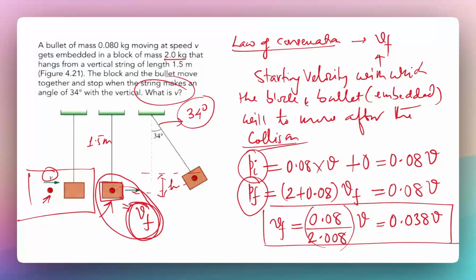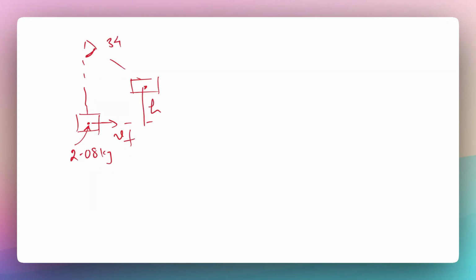Now in part 2, this system starts with the mass of the bullet and the block together, so the bullet is also there. This is 2.08 kilogram. It starts with the v final speed and goes up to a certain height h and stops, and this angle now is given. So now we can apply the law of conservation of energy.